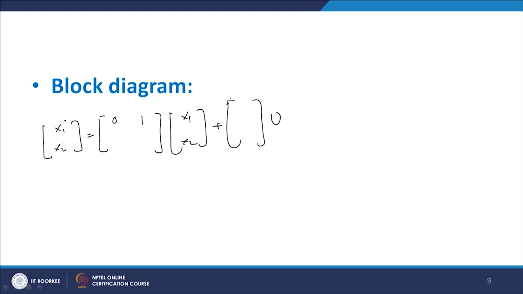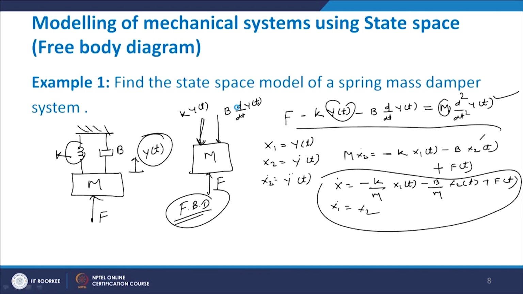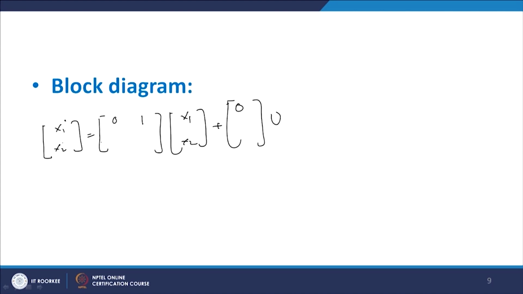So, x1 dot equals, the term of u is 0. Now, about x2 dot. So, you will see what x2 dot is: x2 dot equals minus k by m into x1 of t, minus b by m into x2 of t, plus f of t by m. So, here d square y of t is like this x2 dot of t. So, we write down minus k by m, minus b by m, and here 1 by m, and this is u, basically the input, your function f of t.